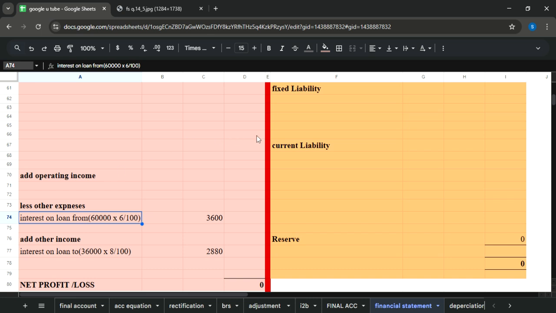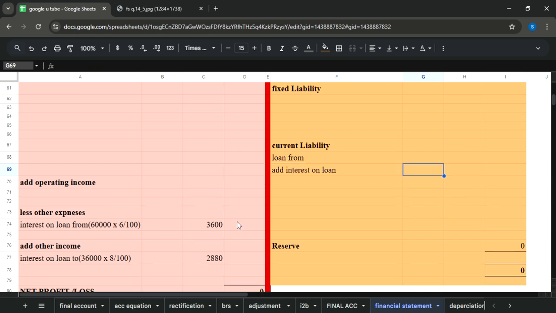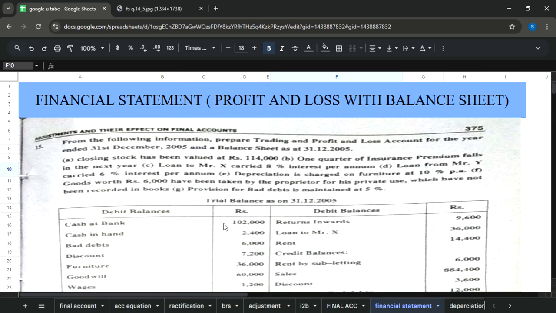Since it is current liability, you will come over here and will write loan from, and then you will add its interest, and we have just calculated amount of interest. Look at here, 3600. So same would have second effect in current liability. So guys, we are having D entry, loan from, and that has been completed. E entry, depreciation is charged, furniture 10%.